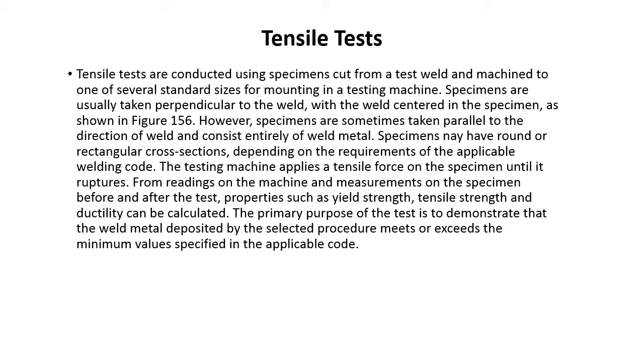So basically, you're making a weld, and then you're taking a slice out of that weld, and you're machining it down, putting it in a tensile tester, pulling on it, and making sure that the strength of the weld metal is equivalent or higher than the base metal. And this tells you what you need to know. You can get yield strength, tensile strength, and ductility out of this one set of tests. So tensile tests are a pretty good tool to have in your tool bag.